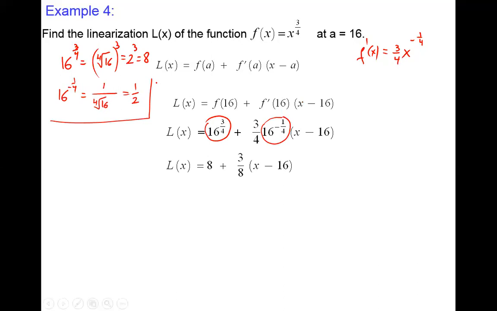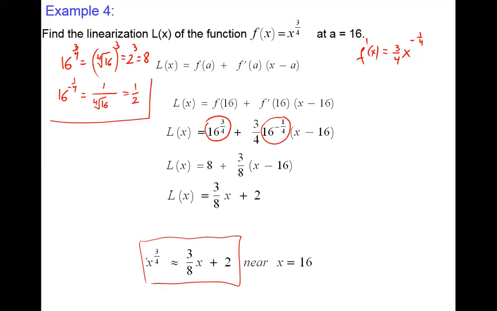And I can distribute everything, and that's my linearization. That means the function x to the power of 3 over 4 behaves like the tangent line, 3 over 8 x plus 2, only near the point 16.